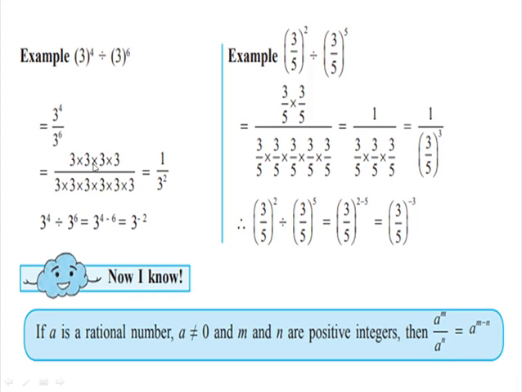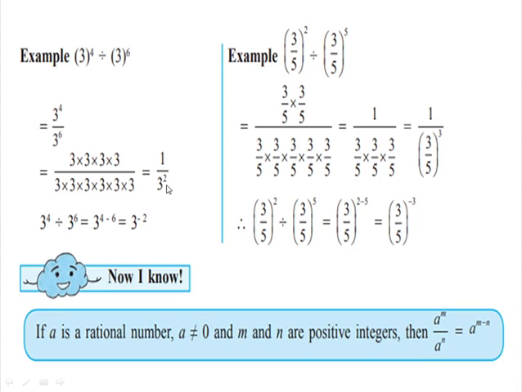3 raised to 4 is written as 3 multiplied 4 times, and 3 raised to 6 is written as 3 multiplied 6 times. Now we will cancel 3 from both numerator and denominator. Here 4 3's will get cancelled, then 2 3's will be left in the denominator. That is 3 multiplied by 3. It is written as 3 square. So you will get 1 upon 3 square.